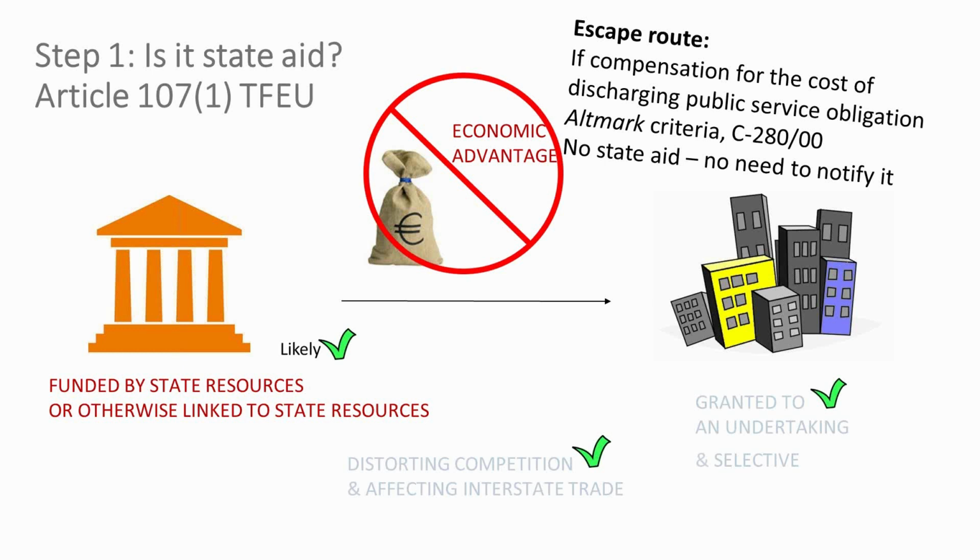Now, let's assume that a capacity mechanism meets all these four elements of state aid, and the state imposed no public service obligations. In principle, state aid is compatible with the common market.